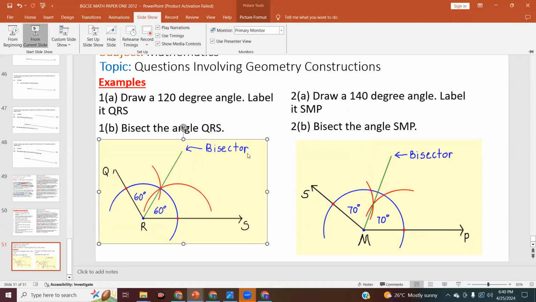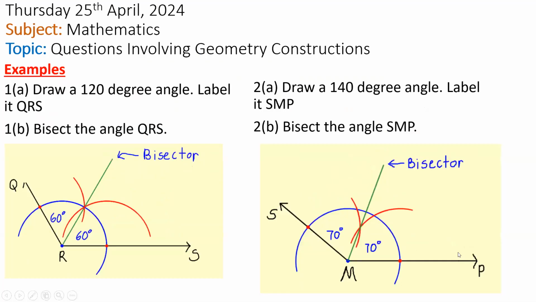We have SMP. We have the bisect in the middle, and that's how we draw that. All right, please take a picture of this and send it to me via WhatsApp. Again, take a picture of this and send it to me via WhatsApp.